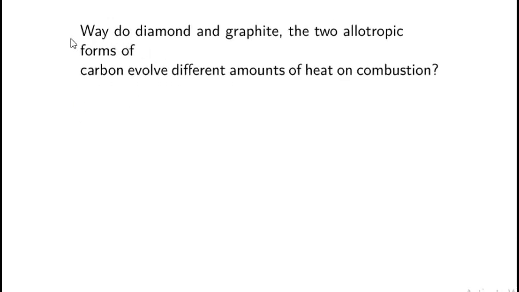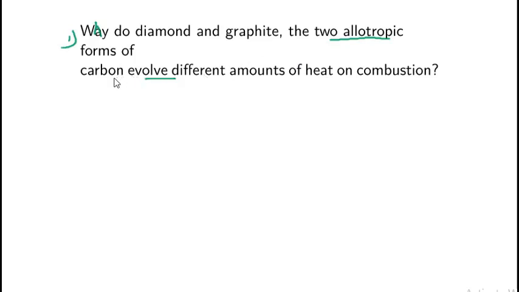So here question number 1 we are having. In this video you are having some few spelling mistakes, so adjust with this. I'm going to correct the spellings wherever necessary. Okay, why do diamond and graphite, the two allotropic forms of carbon, evolve different amounts of heat on combustion?